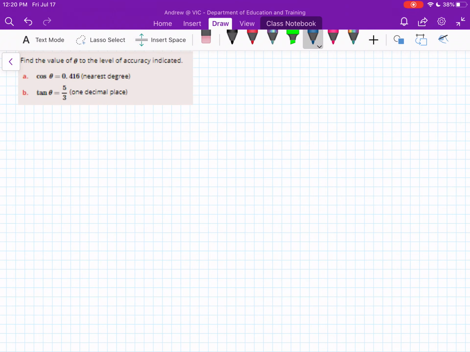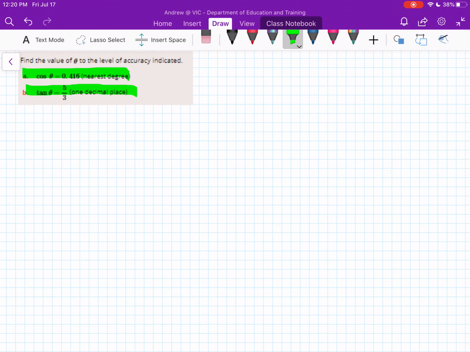G'day everyone, so in this video we're going to be finding the value of theta, so finding our angle when we don't know it but we have our side lengths or a fraction of our side lengths. So you'll see here we've got cos of theta is equal to 0.416 and then we have tan of theta is equal to 5/3. And it's just asking us to the nearest degree or 1 decimal place.